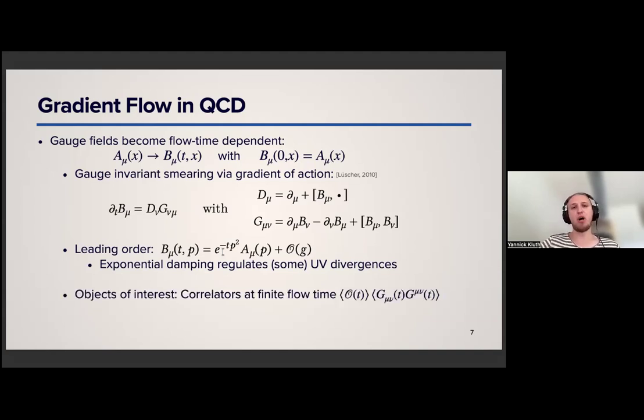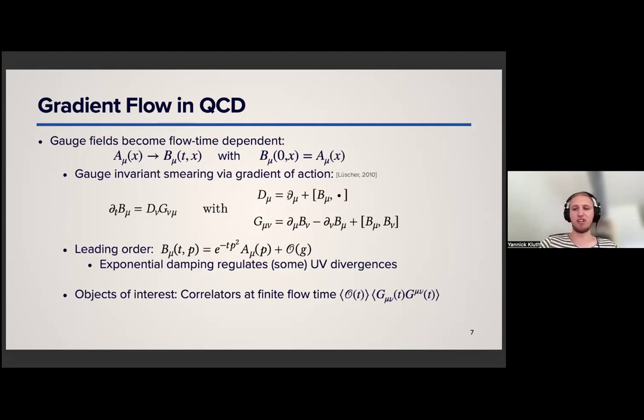The typical objects of interest here are correlators at finite flow time. So in the end, we will calculate any correlator or any operator that is defined at finite flow time. It depends on this B field, the flow gauge fields at finite flow time, and we calculate its expectation value in the vacuum. This will be non-trivial simply because we have a massive parameter t entering the vacuum expectation value here.